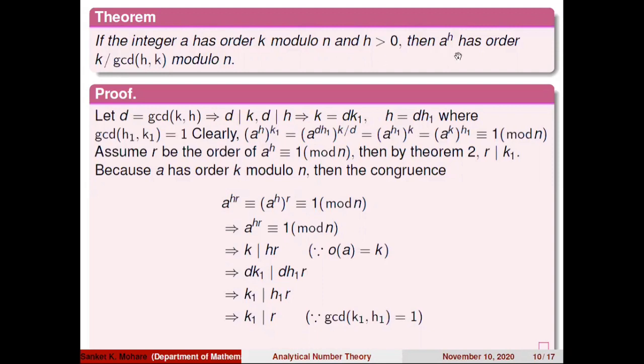6. So in this case, order of 2 square is what? 6. Means 2 square is equal to 4. So that's why order of 4 is what? In this case, 6.